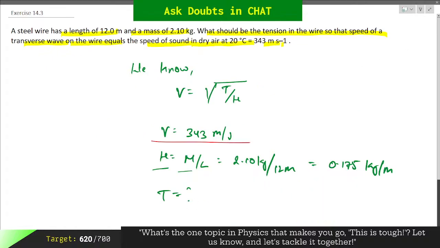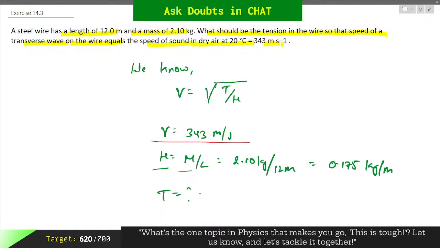Moving to the next question, we have a steel wire that has a length of 12 meter and a mass of 2.10 kg. What should be the tension in the wire so that the speed of the transverse wave on the wire equals the speed of sound in dry air at 20 degrees centigrade? So we know that the speed of a wave in the string or in the wire is given as under root T by mu, where T is the tension and mu is the linear mass density. Linear mass density is the mass divided by length, or mass per unit length. Here we have been given the speed of sound in dry air and we have to equate it to that of the string.